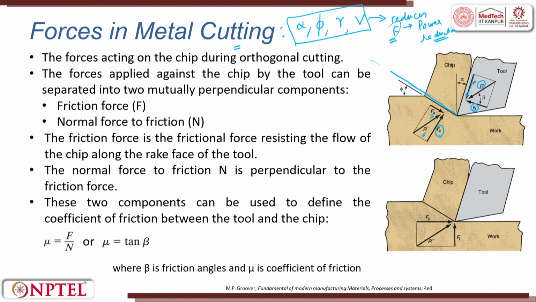The angle between the resultant force R and the normal force is given as beta. Beta is the friction angle. So, this is what happens while machining in orthogonal cutting.